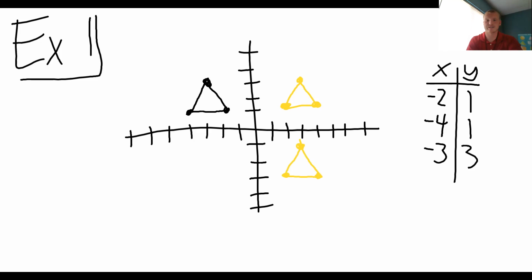So this new image is my translated image to the right 6 and then down 4. And that is how my image became over here.